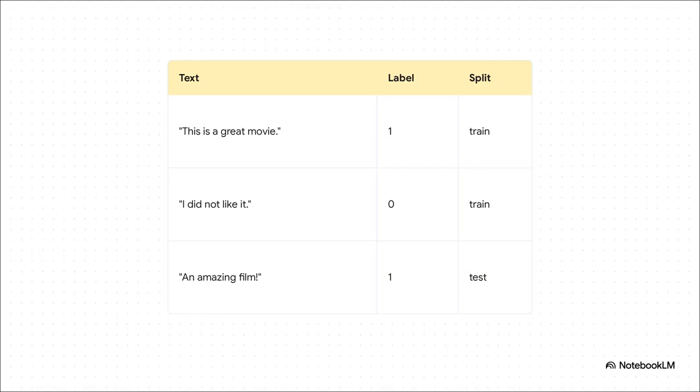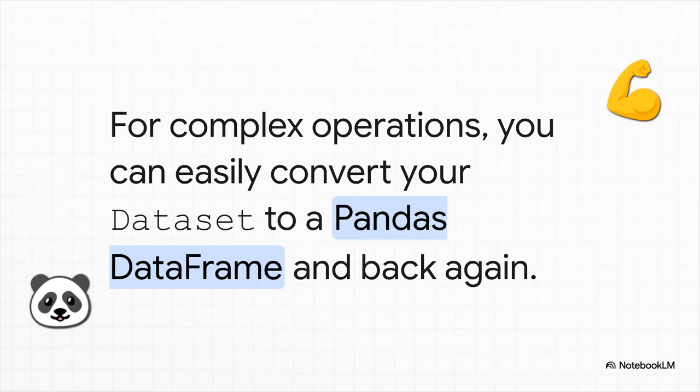What's awesome here is just how intuitive this all is. The dataset object acts a lot like a normal Python dictionary. You can select splits just by writing dataset train. You can grab a column with dataset train text. And you can even slice out rows just like you would with a list, like dataset train 0:10. It's just incredibly straightforward.